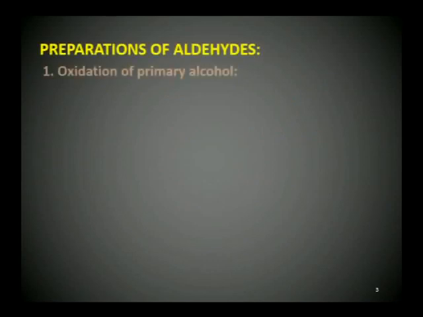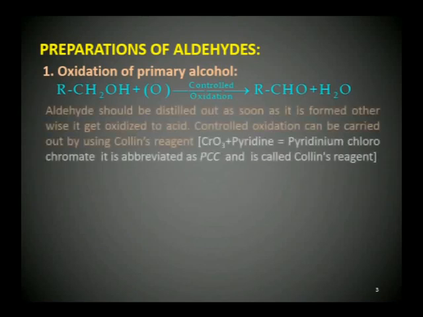The first preparation is oxidation of primary alcohols. When primary alcohols are oxidized, we get aldehydes followed by carboxylic acids. But controlled oxidation ends with aldehyde formation. In general, the controlled oxidation is done by Collins reagent. Collins reagent is a mixture of chromium oxide and pyridine. This is also called pyridinium chlorochromate, which is abbreviated as PCC.